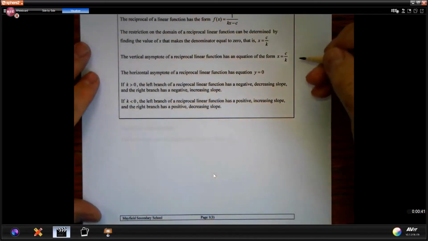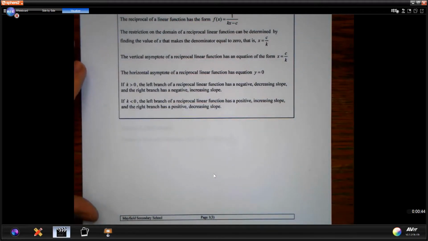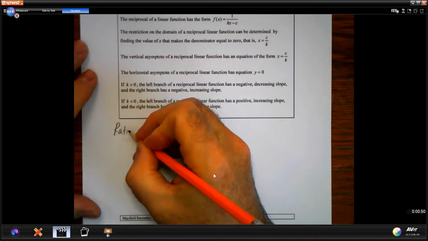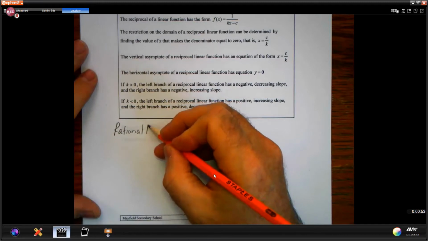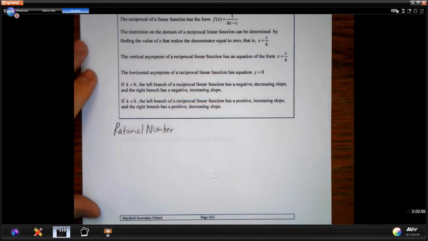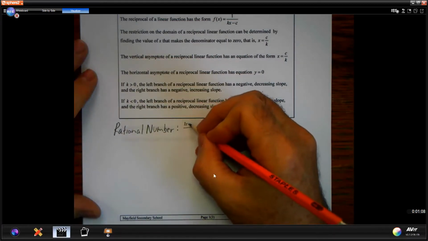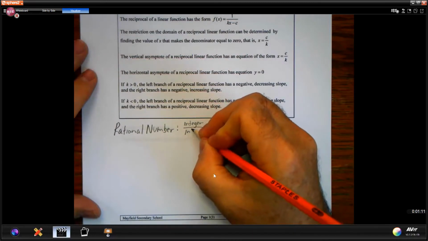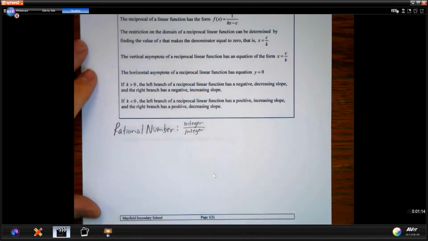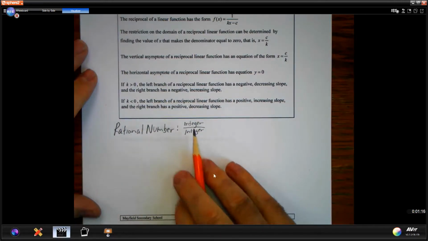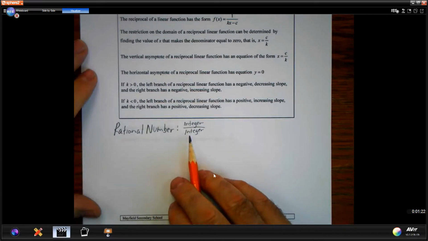Rational functions sound a little bit like rational numbers, and they are related. So just a reminder of what a rational number is. A lot of times, instead of just calling it a rational number, we call it a fraction. A rational number is an integer divided by another integer. It could be positive, negative. It can't be a fraction over a fraction or a decimal. It's got to be integer and integer.